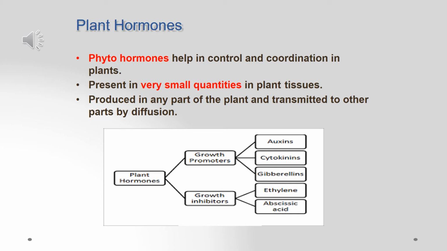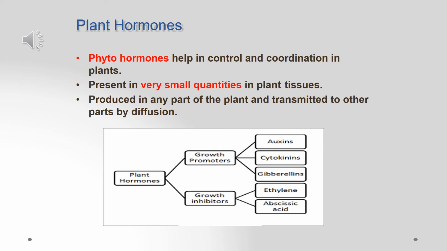It is a 1-mark question. They help in control and coordination in plants. They are present in very small quantities in plant tissues, produced in any part of the plant and transmitted to other parts by diffusion. See this flow chart, plant hormones which are growth promoters as well as growth inhibitors. How many growth promoter hormones do we have?